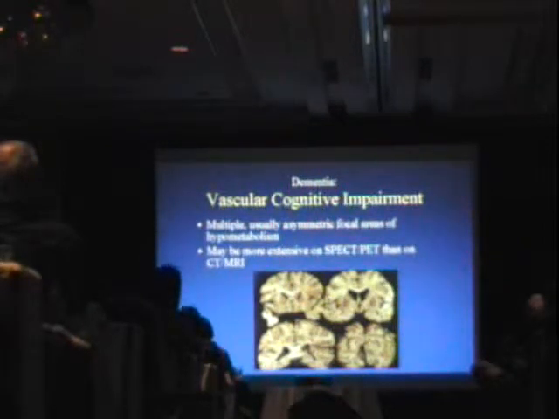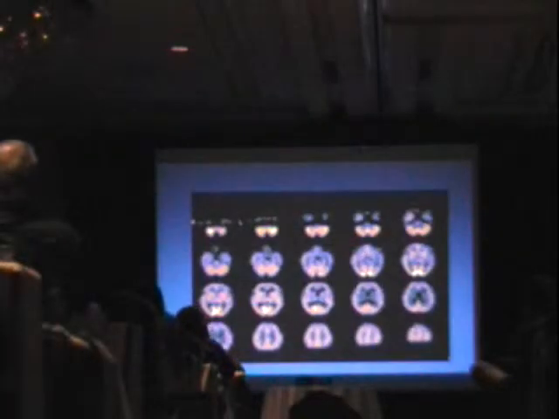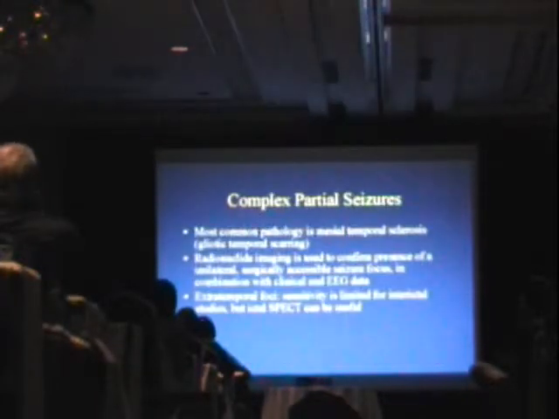Vascular cognitive impairment should be a little bit more controversial perhaps than it is right now. What you're going to look for in the scan are multiple, usually asymmetric areas that are focal, that have decreased flow. And here's an example of that. You've got small defects in different parts of the brain, here and here and here and here. And so that's considered consistent with vascular cognitive impairment.